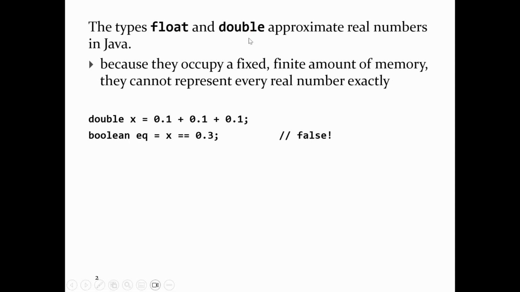So these are primitive types, so you know that they occupy a finite and fixed amount of memory. And that means you can't represent every floating point number, or every real number, exactly. And so that turns out to have some pretty significant consequences. So for example, I can write 0.1 plus 0.1 plus 0.1, and I can write the number 0.3. Mathematically, the value of 0.1 plus 0.1 plus 0.1 is 0.3. If you ask Java, is the value of x the same as 0.3, Java will tell you it's false.